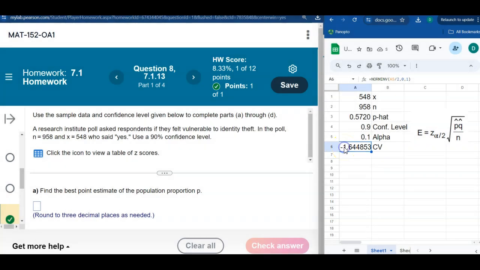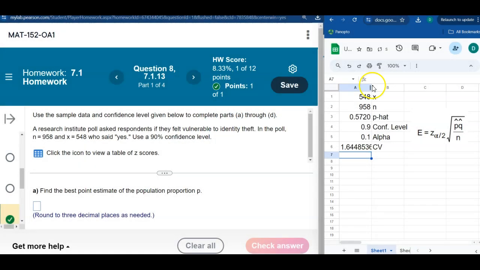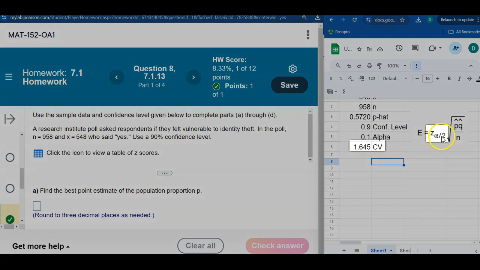So all we need to do is, right there in the front, you can just stick a negative, and it'll make it positive. Again, I don't want that many decimal places. I'm going to make it go all the way down to 3 decimal places. Typically, a z-score is 2, but this particular one, for 90% confidence, typically they round it to 1.645. So there's Z alpha over 2.